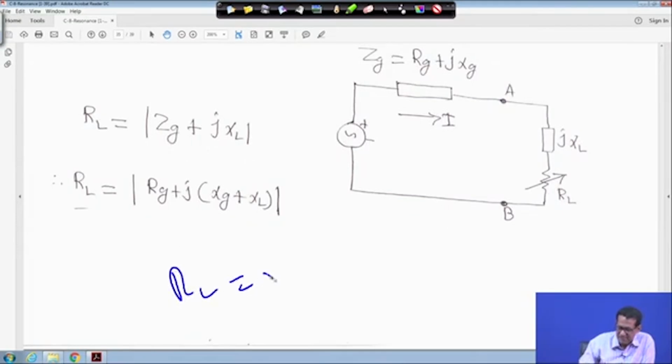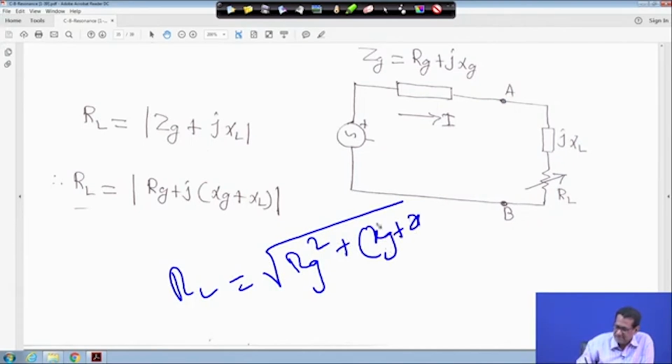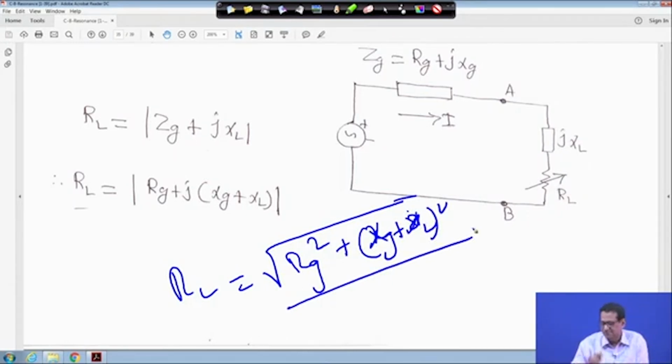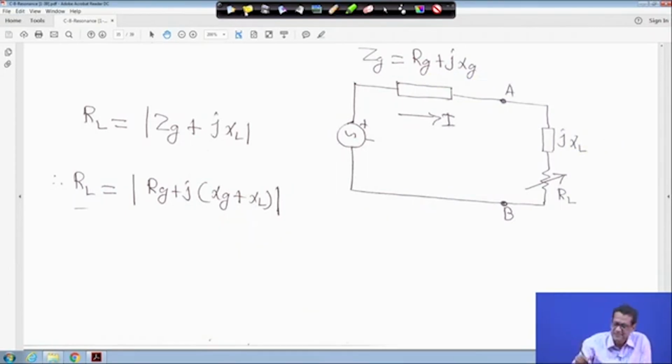Therefore my RL will be, by the maximum power transfer theorem, the square root of Rg squared plus (Xg plus XL) squared. Capital or small letter is taken, it doesn't matter, this one is squared. So this is for the maximum power transfer theorem. Straightforward, we are writing like this, right. This you add, this thing and this thing you add, so it will be Rg plus jXg plus jXL, right. So these three cases are there.